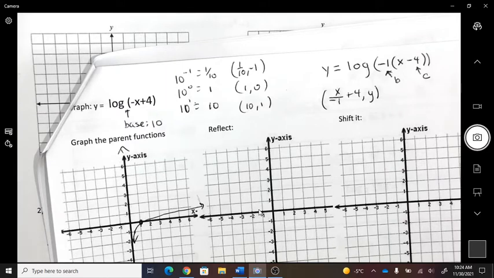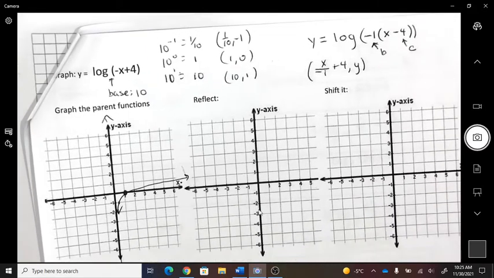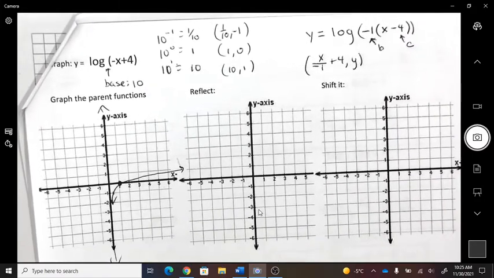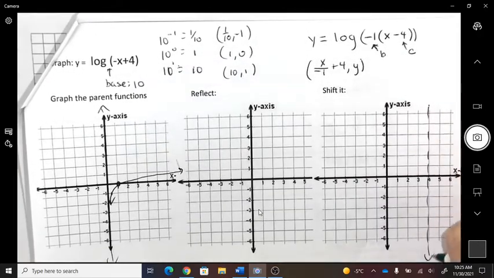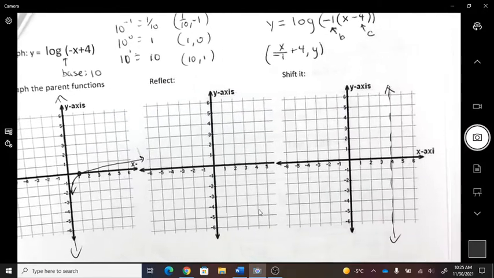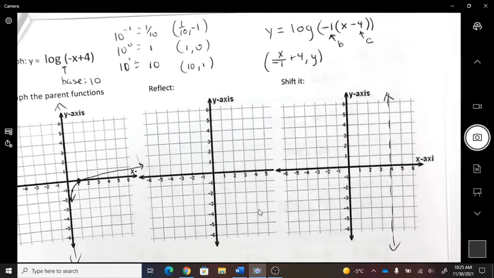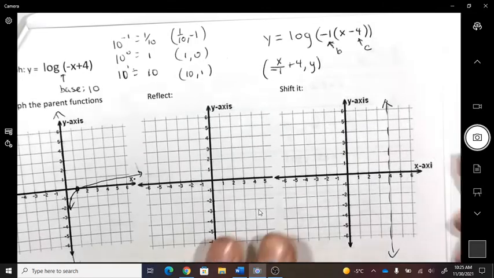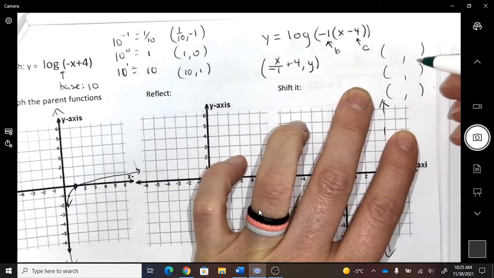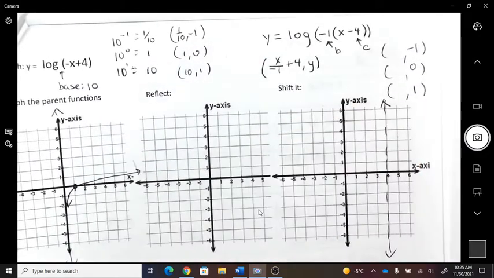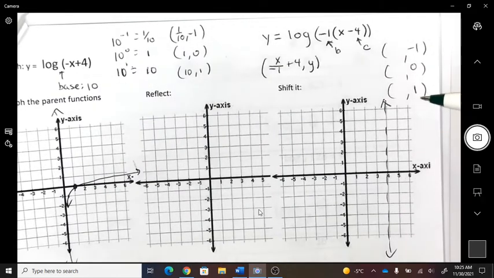Let's talk about our asymptote. Where is our asymptote going to be? Is it still where it is, or did it get moved? Did our asymptote shift? Yeah, it shifted right 4. So our asymptote will be over there. Okay, so let's list the 3 points we made. I just wrote the y's there because the y's didn't change.